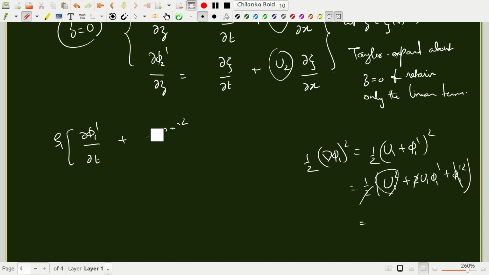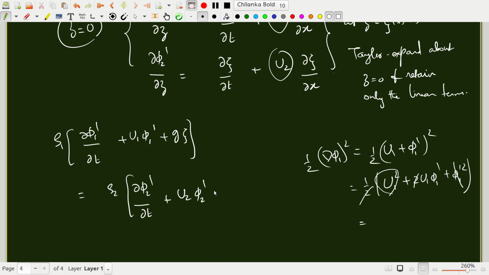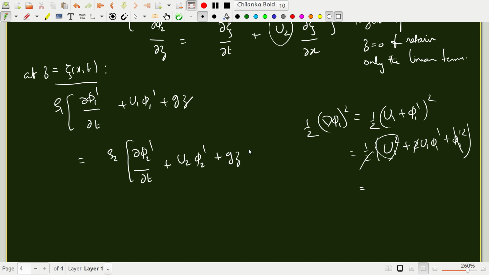So after linearizing, you will simply get from the Bernoulli equation u1 phi 1 prime plus g zeta is equal to rho 2 partial phi 2 prime by partial t plus u2 phi 2 prime plus g times zeta. Now this is all to be evaluated at z is equal to zeta of x, t. Now I have to write gz. Okay, now if you Taylor expand and then retain terms, you will find that all that will happen is this z will be replaced by zeta. So, the linearized normal stress balance.